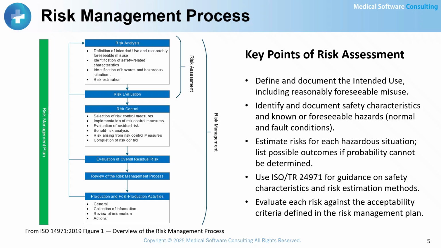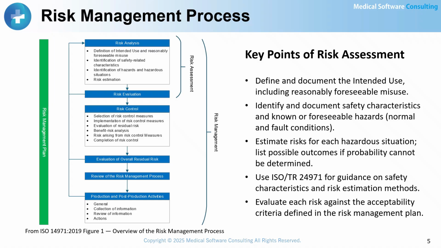Now let's look at the risk management process defined in ISO 14971. Medical device manufacturers are required to establish, implement, document, and maintain a series of processes to A. Identify hazards and hazardous situations related to the device. B. Estimate and evaluate the associated risks. C. Implement risk control. And D. Monitor the effectiveness of the risk control measures. This process must be applied throughout the entire life cycle of the medical device.